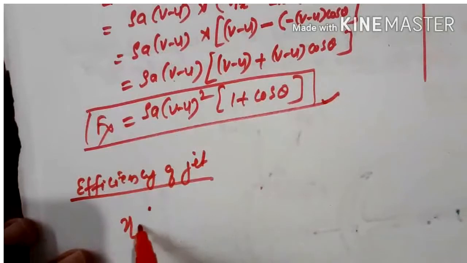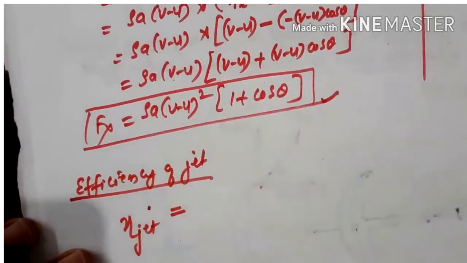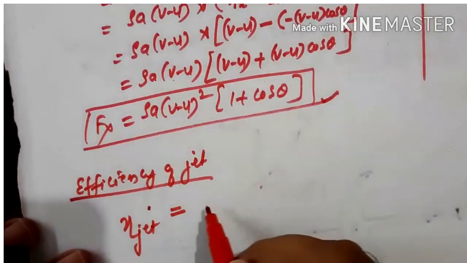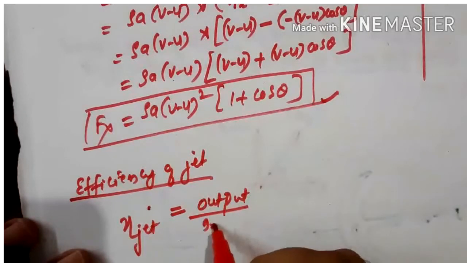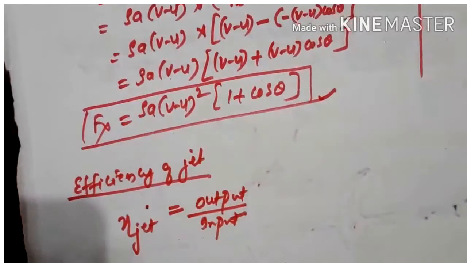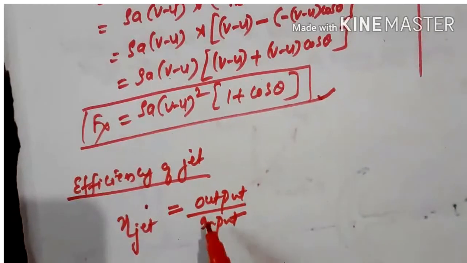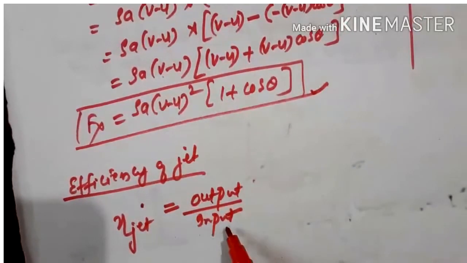So the efficiency of a jet formula: we have output by input. Please make a correction. In previous lectures I have taken this as a reverse, that is input by output. So it's not input by output, this is output by input. Please make a correction. So the efficiency of the jet is to be calculated as output energy divided by input energy.